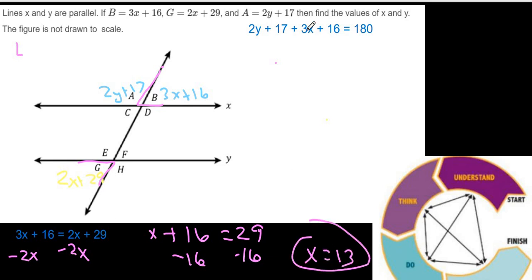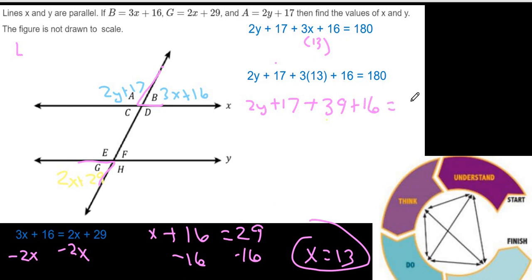Now we can put this value into the equation at the very top to help us simplify this. So I'm going to put 13 right in there for x. Then I'm going to simplify this. That 3 times 13 is 39. So we're going to have 2y plus 17 plus 39 plus 16 equals 180. Then we combine like terms. 17 plus 39 plus 16 is 72. So we have 2y plus 72 equals 180.